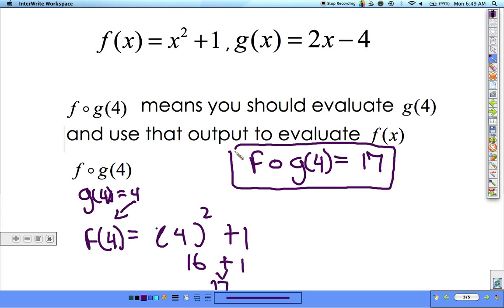So go ahead and try those next 4 problems, and you'll be able to find a solution sheet on Blackboard.